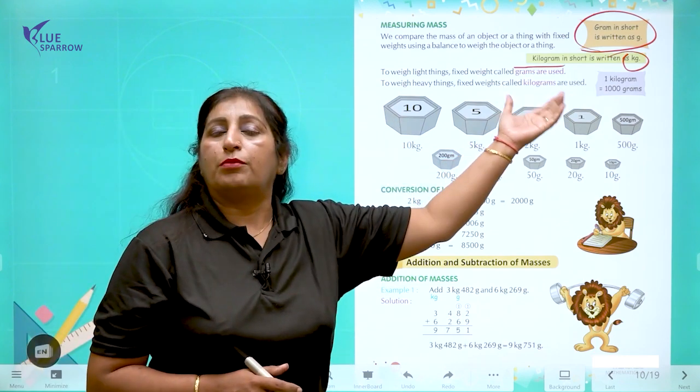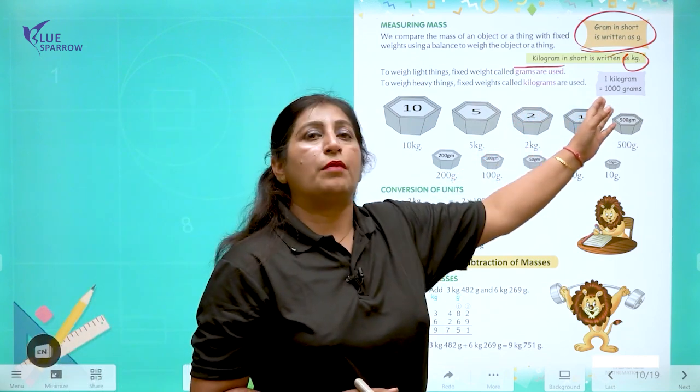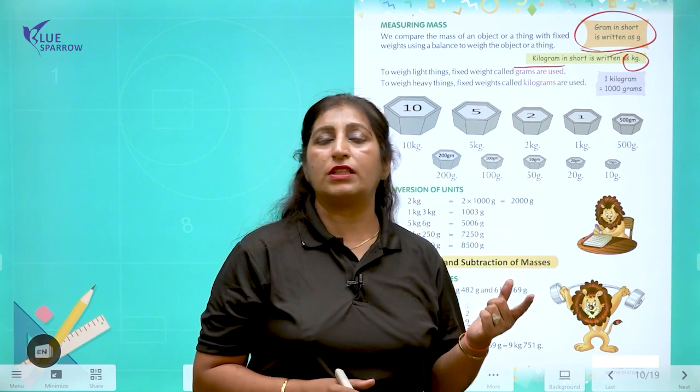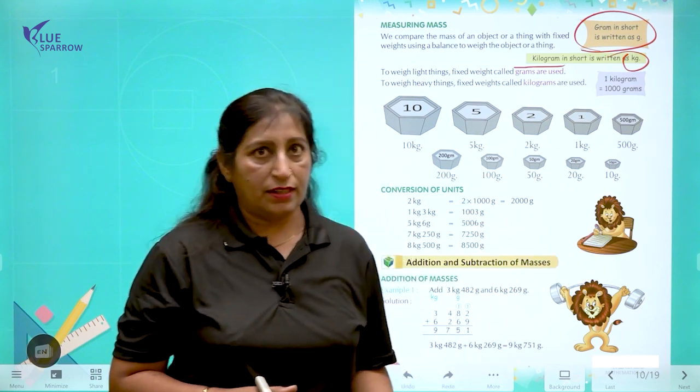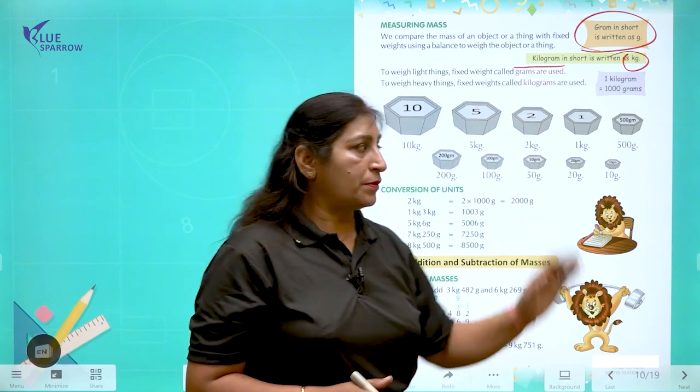Now we come to the relationship between kilogram and gram. 1 kilogram is equal to 1000 grams. As you know that 1 kilometer was equal to 1000 meters, similarly, 1 kilogram is equal to 1000 grams.